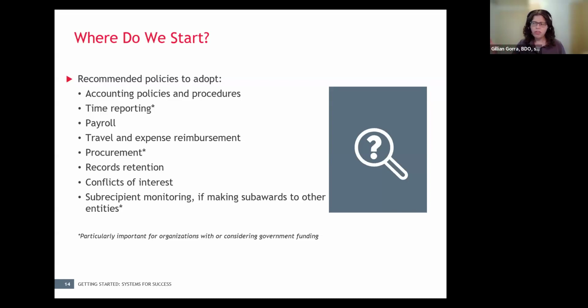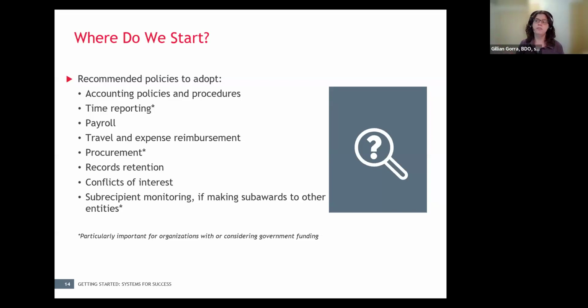Then think about how to break it out. Maybe we first just write some processes around time reporting. How are we having folks record their time at the organization? How are we collecting it? How are we going through it? Then the next would be our payroll process and so forth. We've got a couple here with asterisks. Again, if you're thinking about going for some government funding, and as mentioned at the beginning of this, Arts Alliance Illinois is a wonderful partner to help you navigate the opportunities that are out there in terms of public funding for artists and arts organizations.